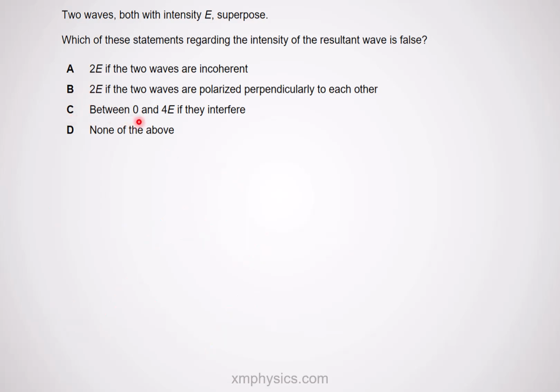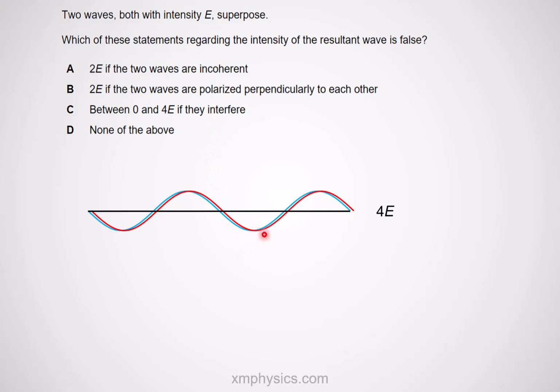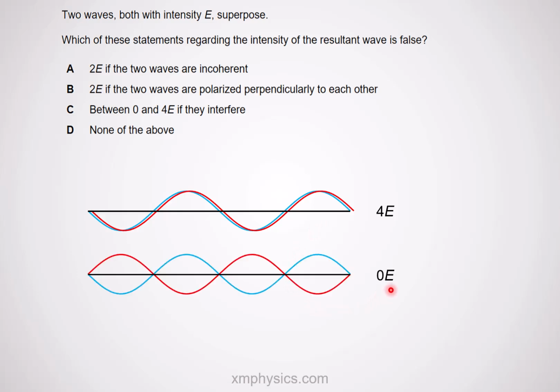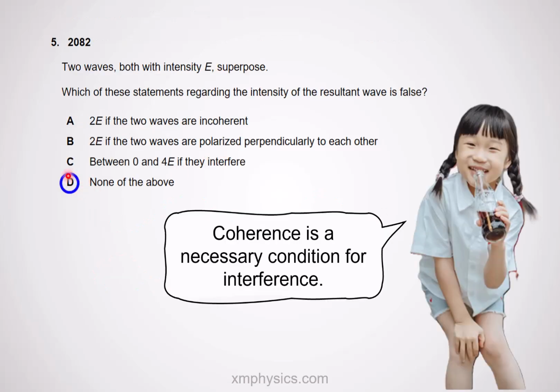Let's look at option C. What if they interfere? If they interfere, that means they are coherent. They have a constant phase relationship, which means the maximum intensity is going to be 4E, which happens when you have a zero phase difference. And the minimum intensity is going to be 0E. That's when the two waves are completely out of phase. So option C is also a correct statement. So the correct option to choose for this question will be option D, none of the above.